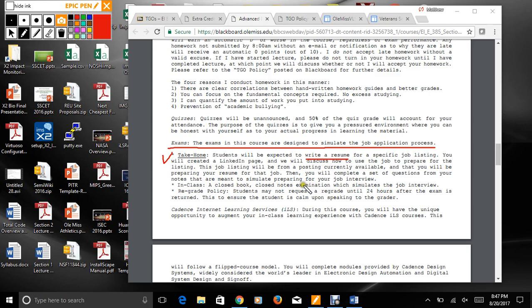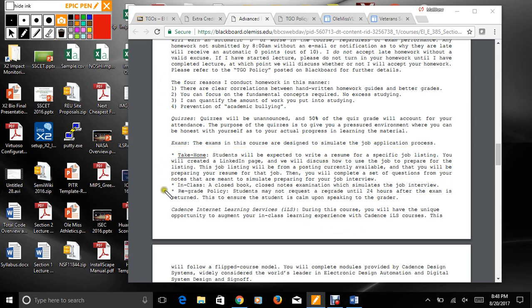Then you will complete a set of questions, a take-home portion of the exam, from your notes that are meant to simulate preparing for the job interview. There are 2 benefits to this approach. 1, I can actually quantify how hard you studied for the exam. And 2nd, you're actually practicing reviewing the concepts so that you can do well in class. The in-class portion is a closed book, closed notes examination which simulates a job interview. You're taking the concepts that you went over here and combining them in the in-class portion, just like you'll be doing in a job interview.